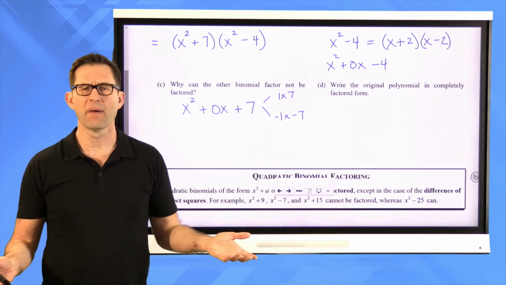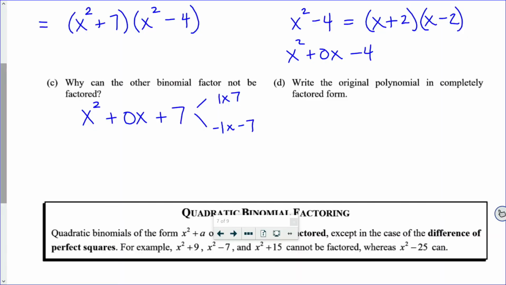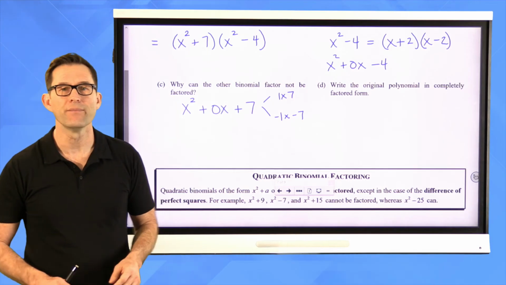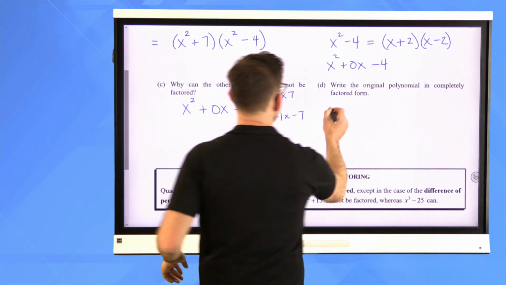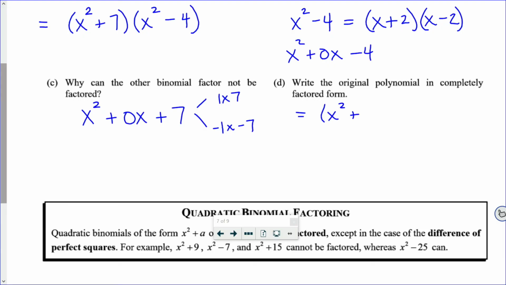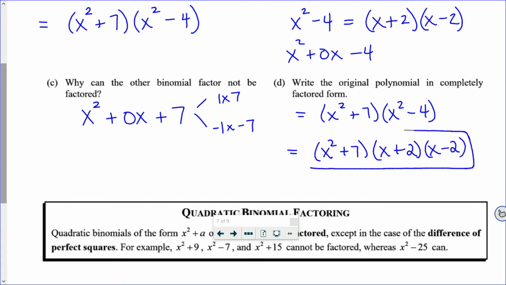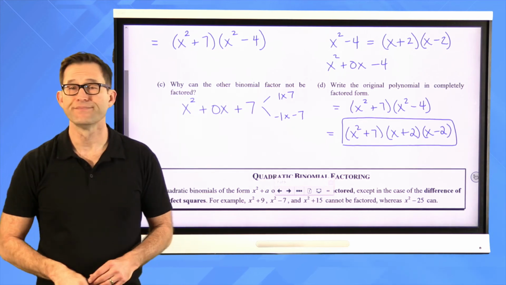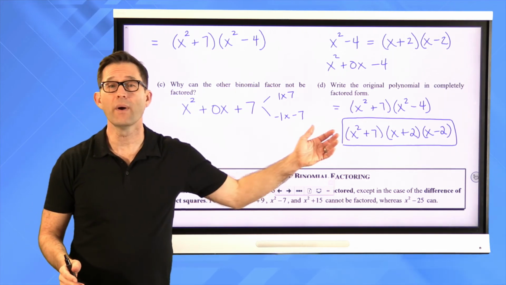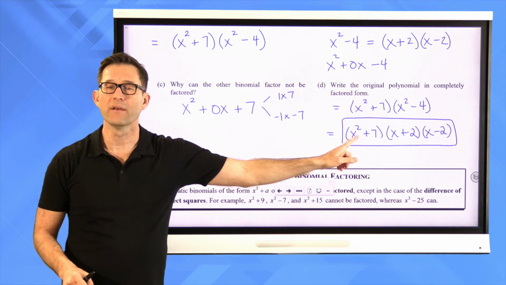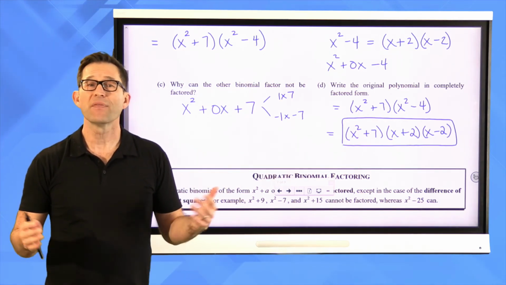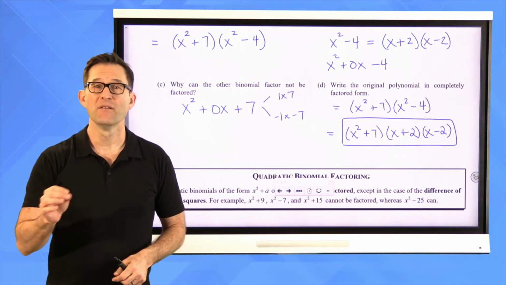Now, letter D, let's get back to it, says write the original polynomial in completely factored form. Well, when we partially factored it, we had this: x squared plus 7 times x squared minus 4. And now we can finish it by rewriting this as x plus 2 times x minus 2. And that's it, right? We can't do anything more than that. And it might disturb you that you can't do more with the x squared plus 7, but that's because it's what's known as a prime polynomial, right?